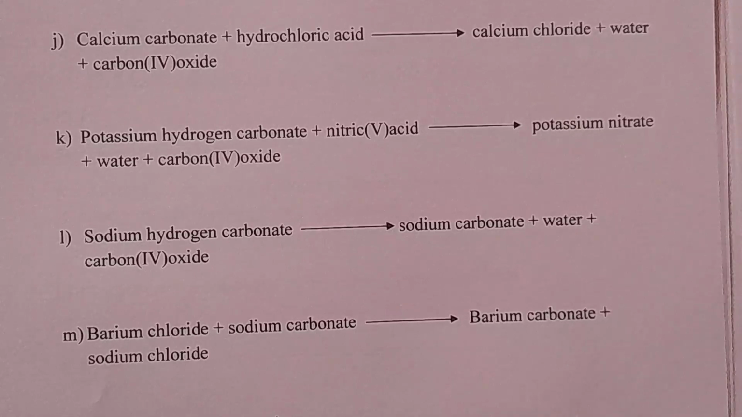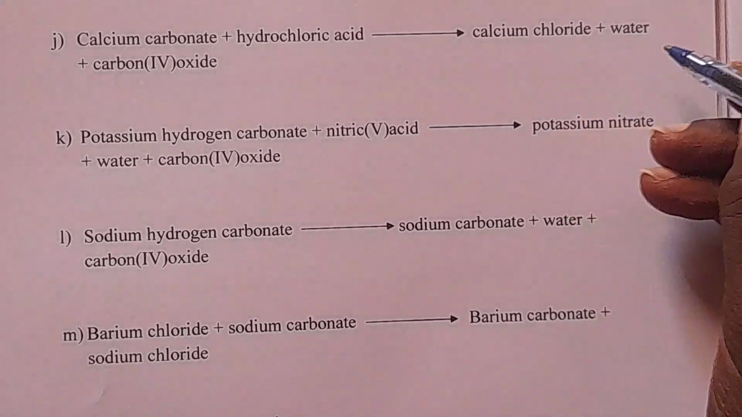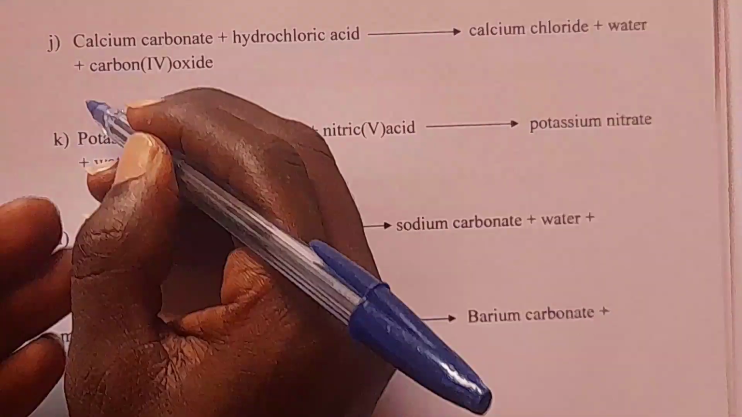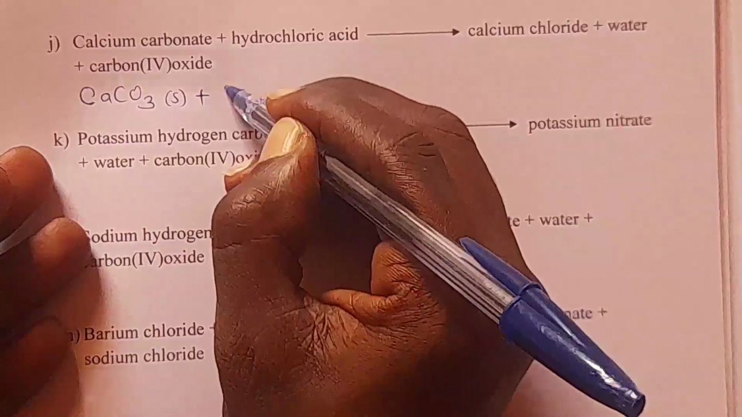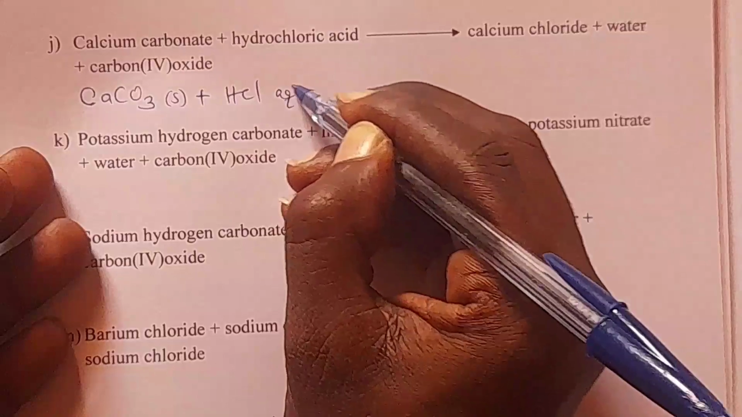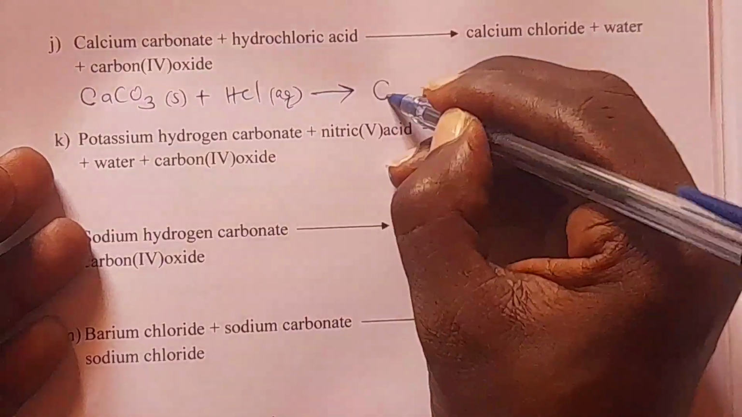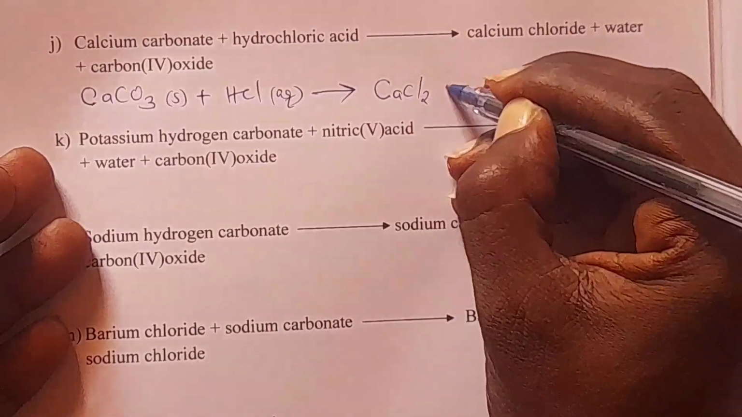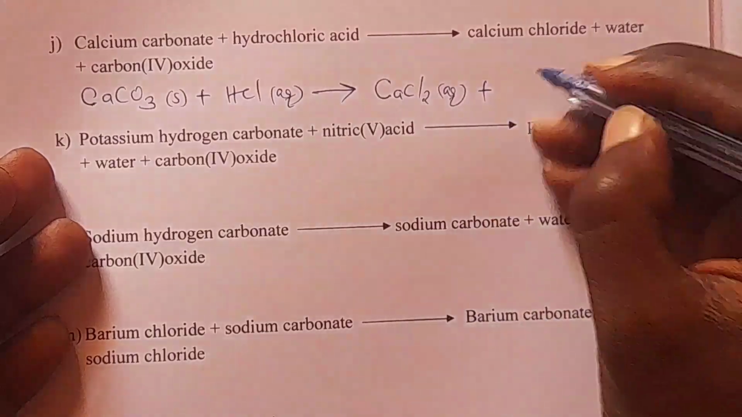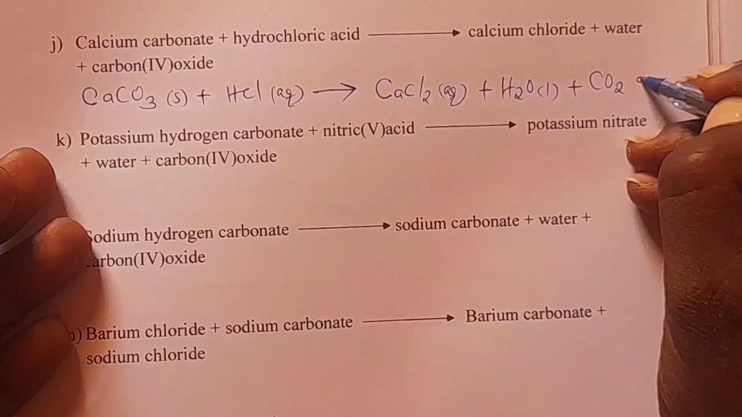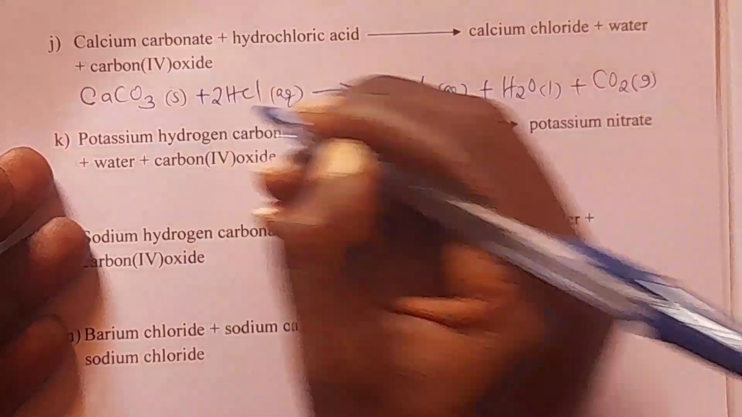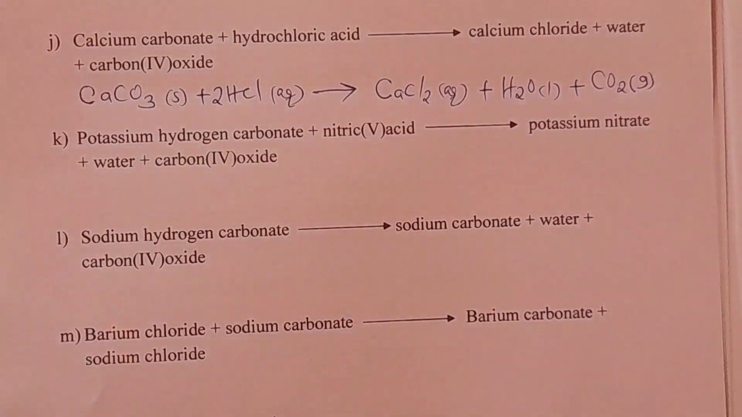So J, we are having calcium carbonate plus hydrochloric acid. We get calcium chloride plus water plus carbon dioxide. So calcium carbonate is written CaCO3. It's solid, plus hydrochloric acid, aqueous. So here we are going to get calcium chloride as CaCl2, aqueous. We are going to get plus water, H2O, liquid, plus carbon dioxide, CO2, gas. To balance it, we are going to put 2 there. It will become self-balanced like that.